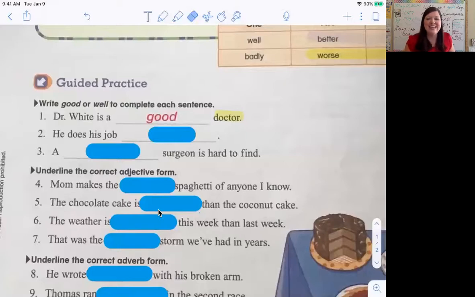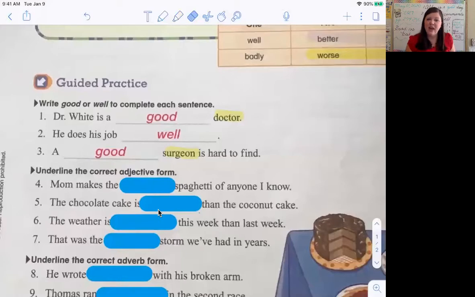Number 2, he does his job blank. This answers the question how. And how is one of our adverb questions. So we know we're going to choose the adverb well. That's telling us how he is doing or accomplishing his job. Number 3, a blank surgeon is hard to find. A what kind of surgeon? Well, let's take a look at this. Surgeon is a noun, so therefore we need a word that describes a noun. The word that describes a noun here is going to be good.